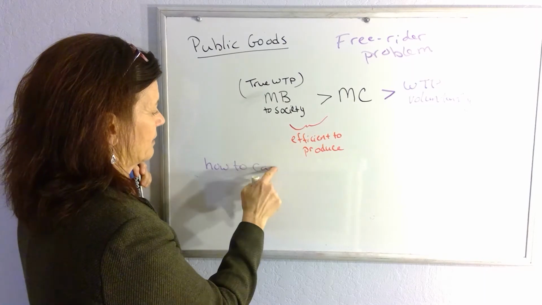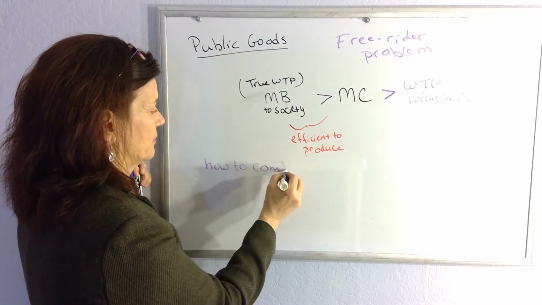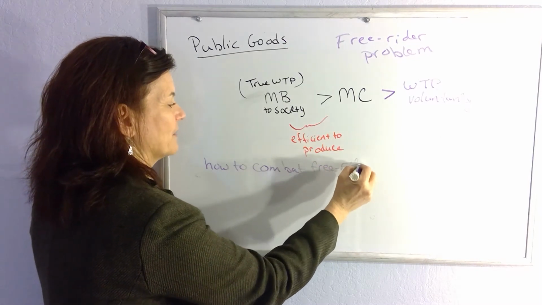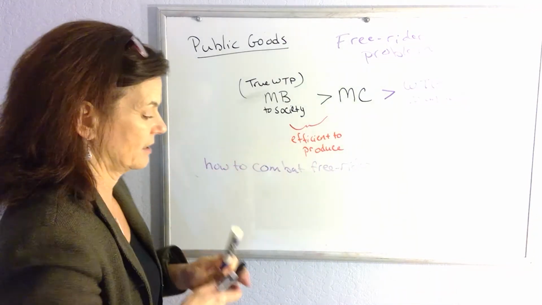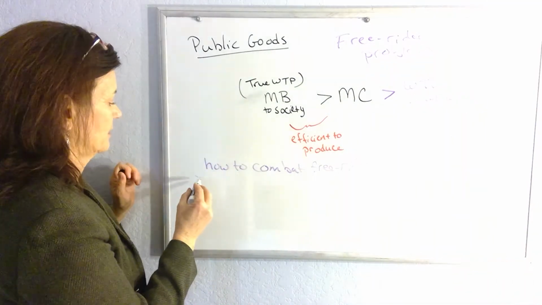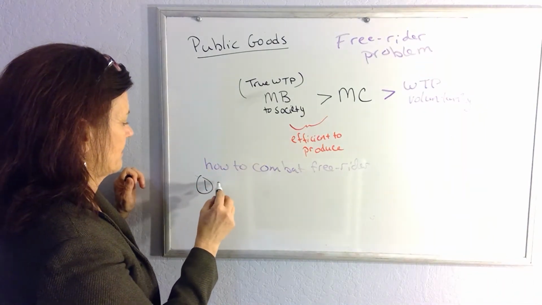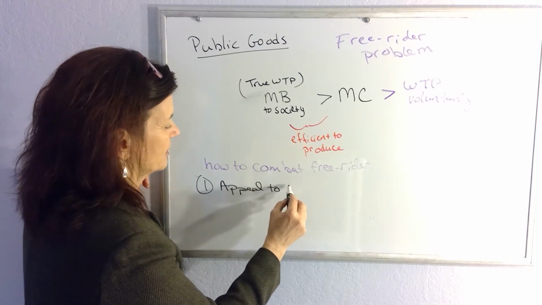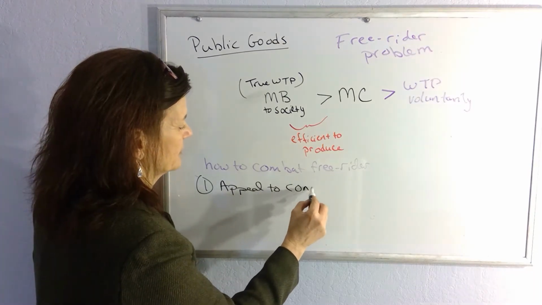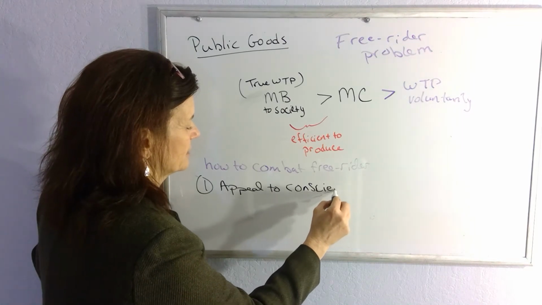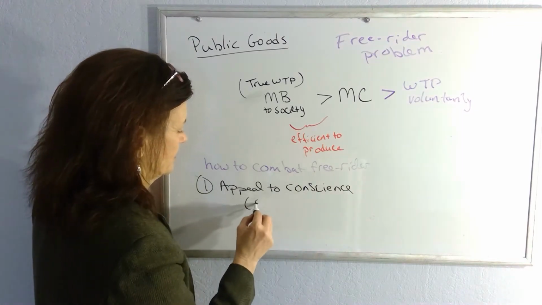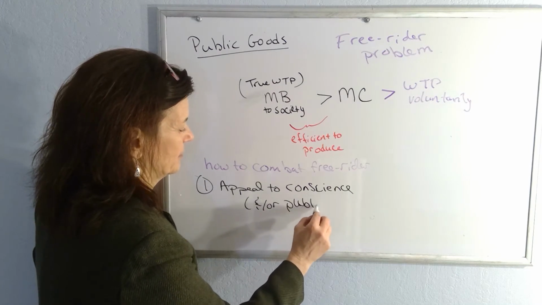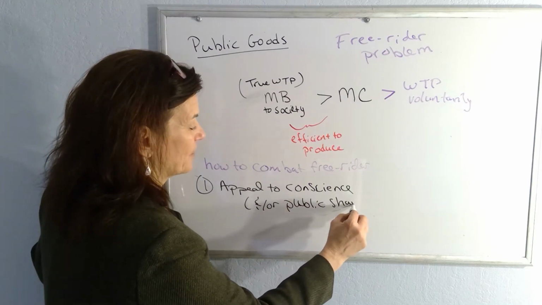How to combat the free rider problem? What can you do about it? Well, in the absence of government intervention, you could still, I'll say it this way, you could appeal to people's conscience and/or public shaming, depending on which way you want to approach it.